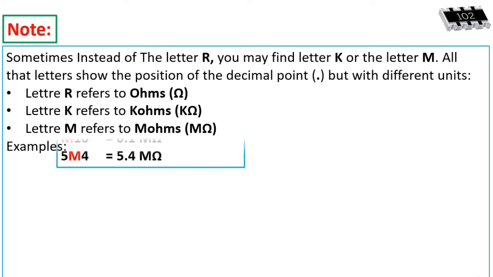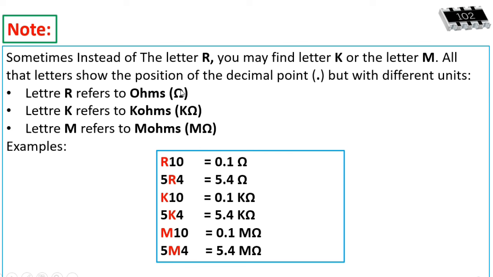So we're gonna see right now a note, as you can see. Sometimes instead of the letter R, you may find the letter K or the letter M. All these letters show the position of the decimal point, but with different units. So letter R refers to ohms, okay? Letter K refers to kilo ohms. Letter M refers to mega ohms. So let's see some examples.